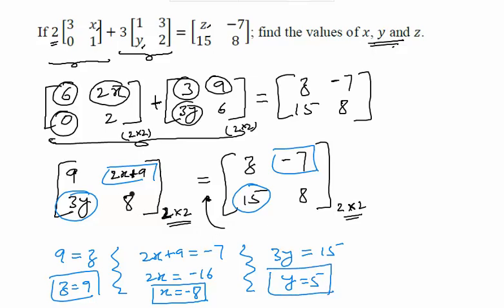And the fourth element is equal in itself, which it should be. If these are not equal, then we will say that the matrices are not equal and we cannot find values of x, y and z. But in our case, we are lucky enough to get equal values, so we will get values of x, y and z. x is minus 8, y is 5 and z is 9.